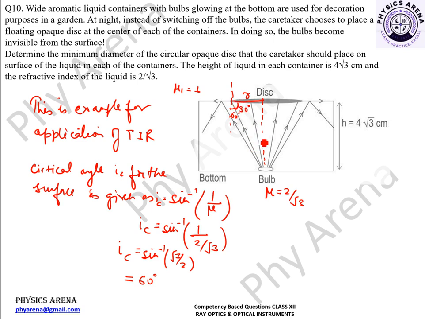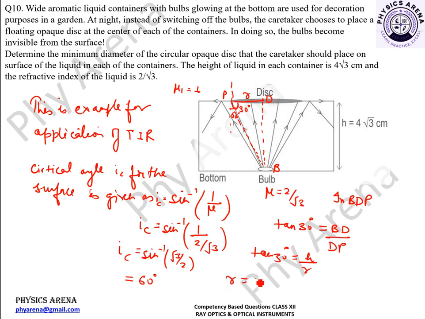Now let me draw the triangle and give names to it. This is B, this is D, and this is P. So in triangle BDP, tan 30 is perpendicular upon base. Perpendicular is BD divided by DP. BD is nothing but H and DP is R. So I can write tan 30 equal to H by R.